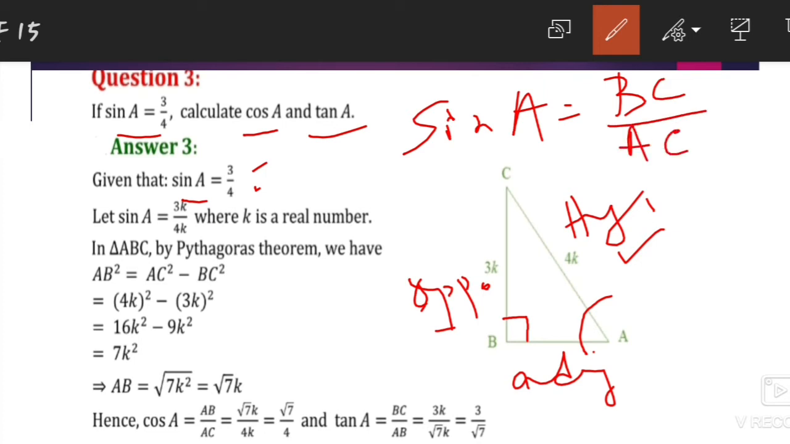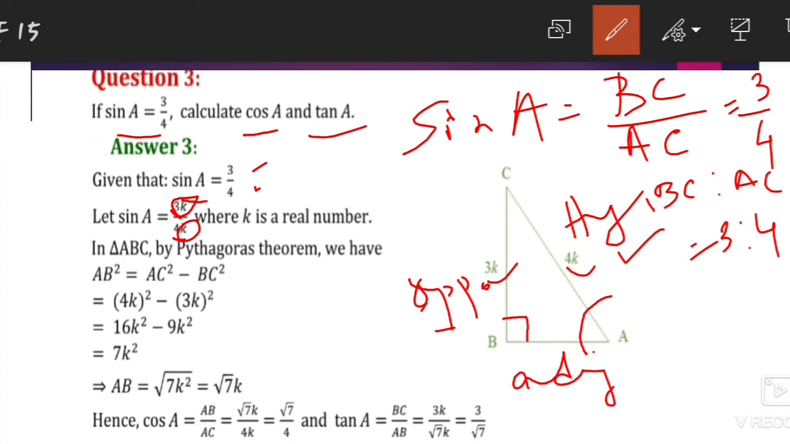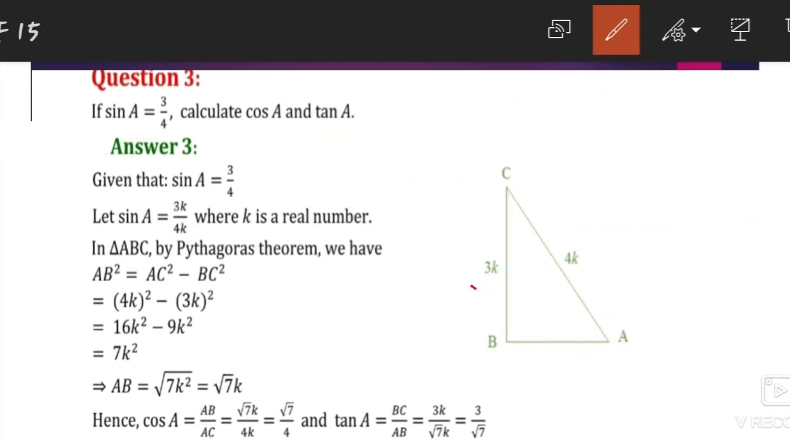And here the value of sin A is given as 3 by 4. That means BC is to AC is equal to 3 is to 4. So that's why I am considering BC as 3K and AC as 4K. Look at the diagram: BC is 3K, AC is 4K.